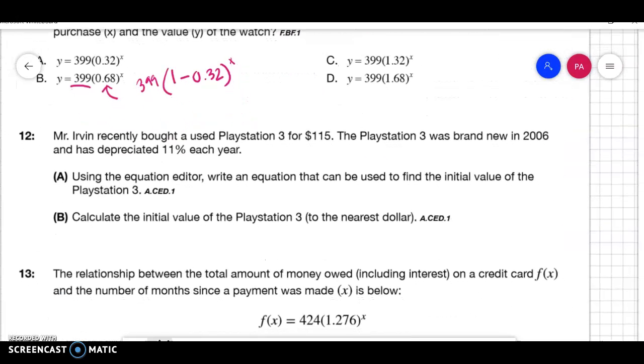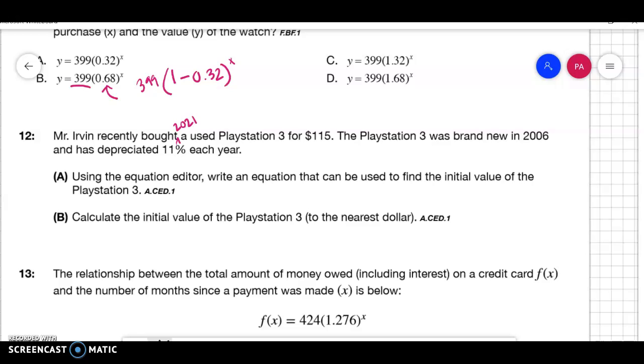Okay, and then number 12, I'm wondering if maybe we just struggled with, because it didn't say that he bought it in 2021, which is the year we're in. So I could see that if we maybe used the wrong exponent here. But here, it cost him $115. He bought it for $115. That was the result after it's depreciated, right?